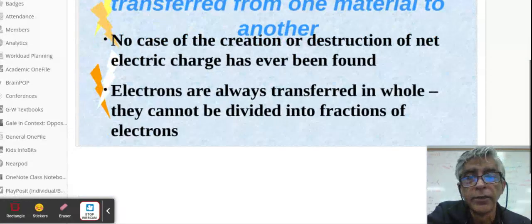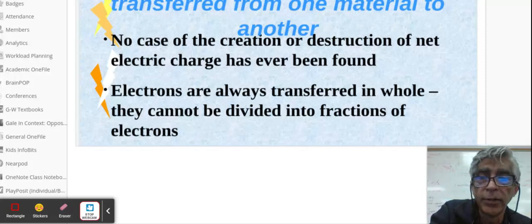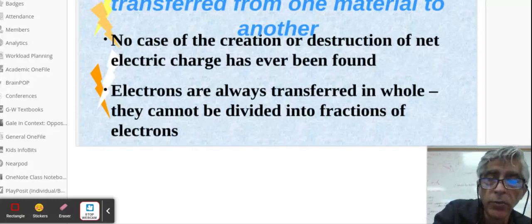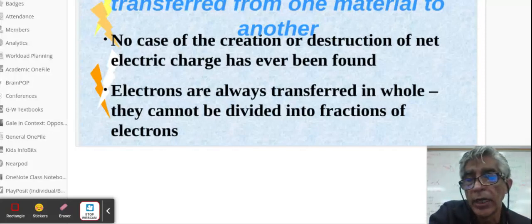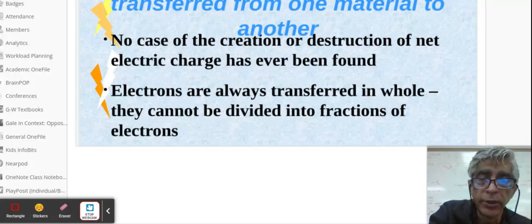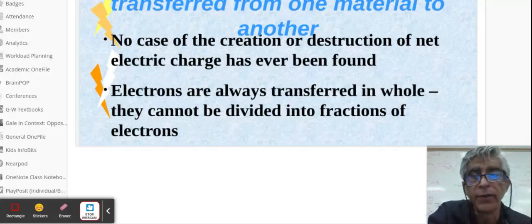Okay. And also, of course, the electron's charge, 1.6 times 10 to the negative 19 coulombs, is the smallest possible size that you can get for a charge. So charges can't be smaller than that. It can only be multiples of that.